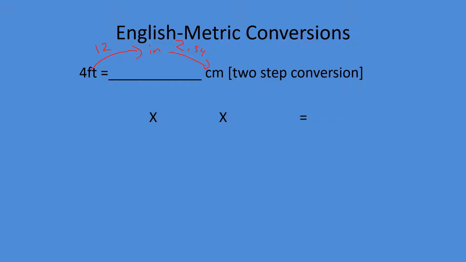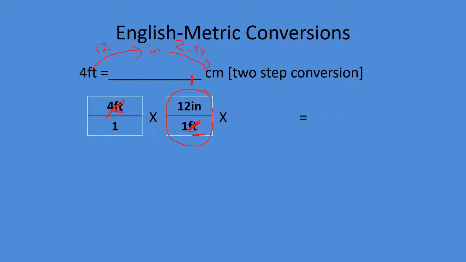What's the first step? Yep. So how do you set it up? 4 feet over 1, right? What units do we want at the bottom? Feet. How many feet? 1 foot is 12 inches. Remember, these are our factors of 1, right? 12 inches divided by 1 foot, that's 1. So now the feet cancels out. What units are we in? We are in inches, right?